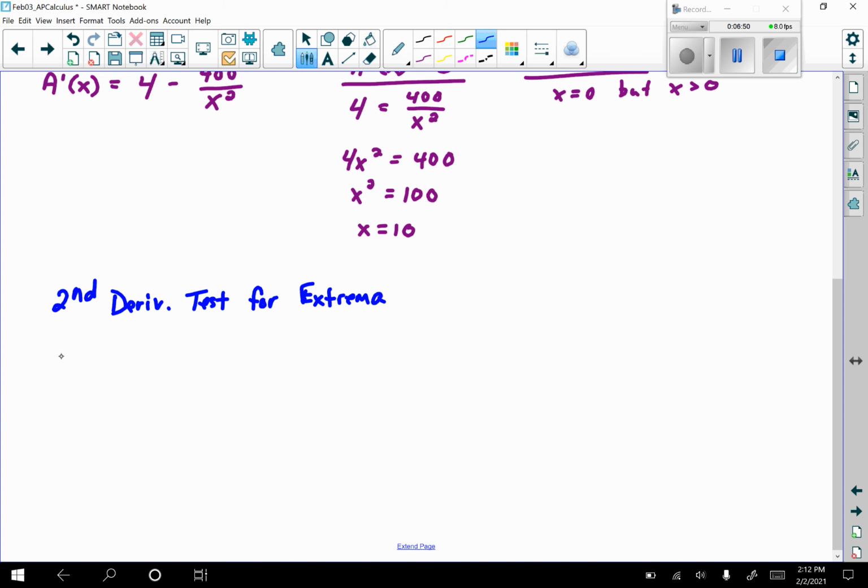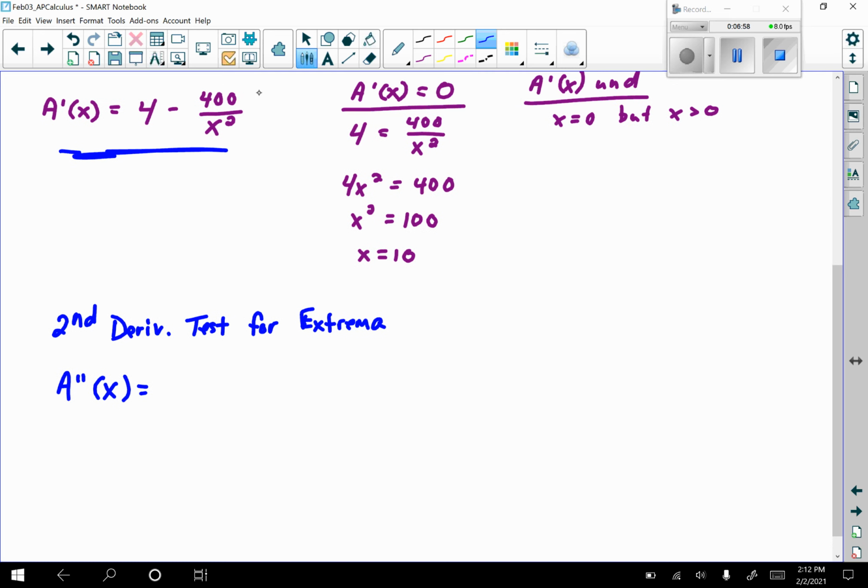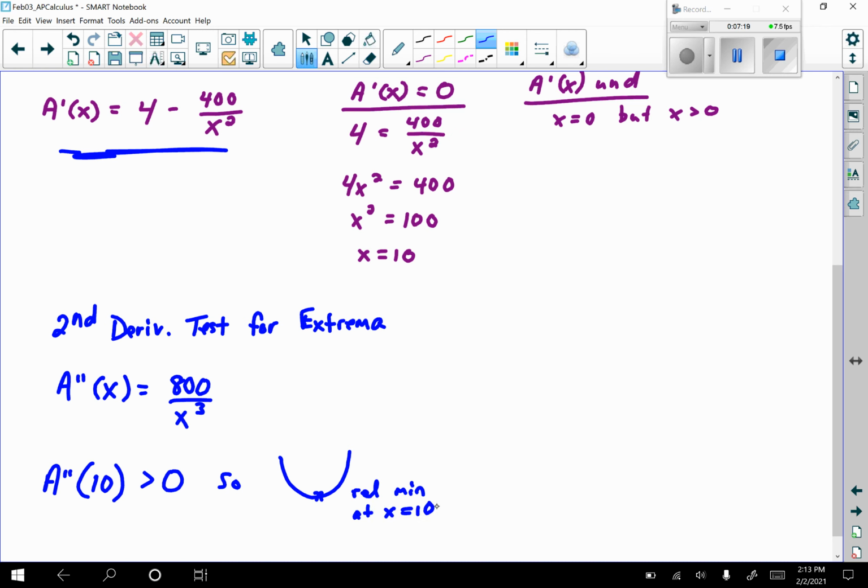All right, so now we'll say A double prime of x is going to equal, if I'm looking right back up here, that's going to be a 0. And then we can think of negative 400 times x to the negative second. So then this becomes a positive 800 over x cubed. And we'll say A double prime of 10. Well, that's still going to be positive. So our function is concave up everywhere. Therefore, we have a relative min at x equals 10.